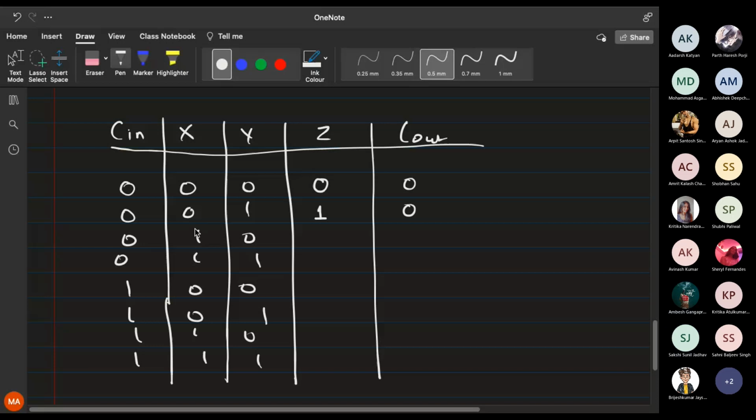0 plus 1 is 1. 1 plus 0 is 1. And carry is 0. But 0 plus 1 is 1. 1 plus 1 is 2. 2 in binary is written down as 1 0. 1 will go into carry and this 0 will come down as sum.